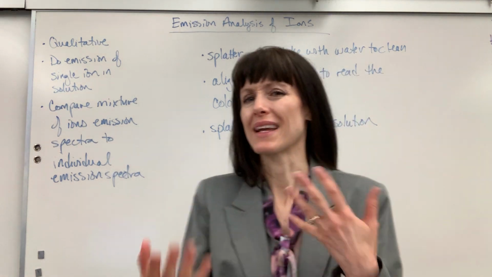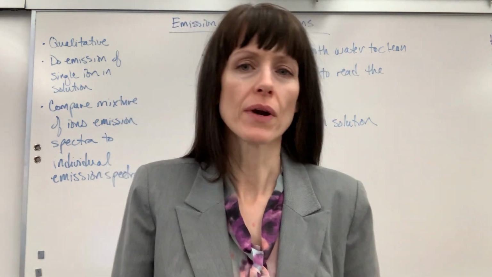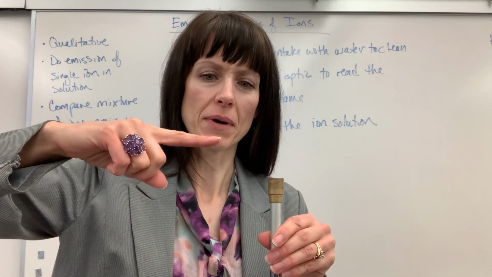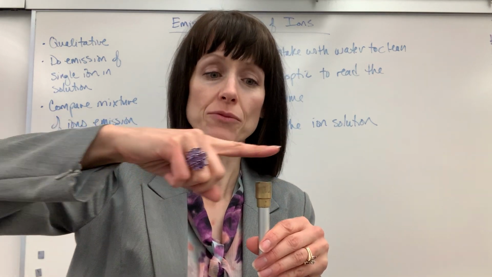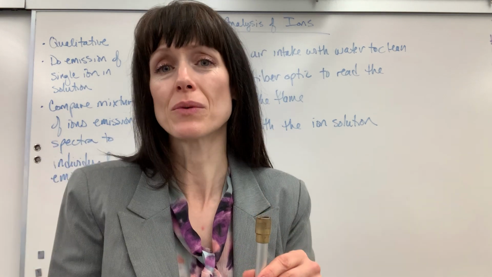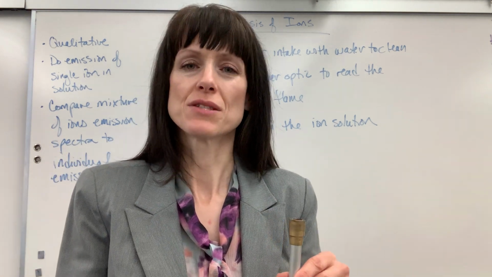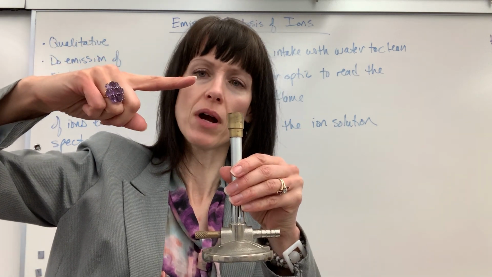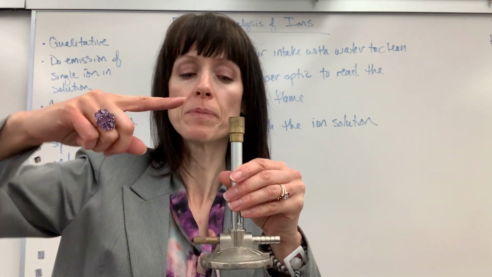Now, there's a practicality technique in this. You're going to have a fiber optic, okay, that goes like this. And you're going to position the Bunsen burner so the fiber optic can read the color of the flame. That's really what it's reading when it says wavelength. It's reading the color of the flame. So position your fiber optic so that it can read the color of the flame.